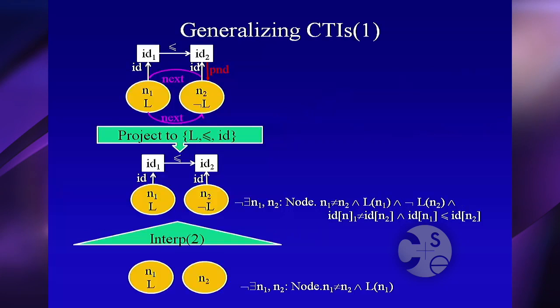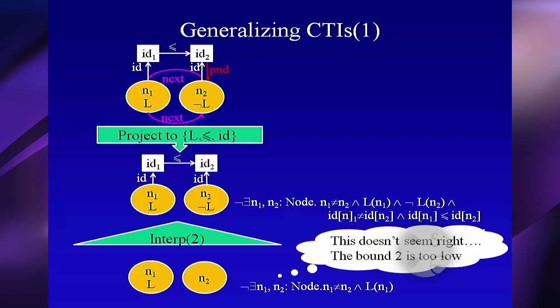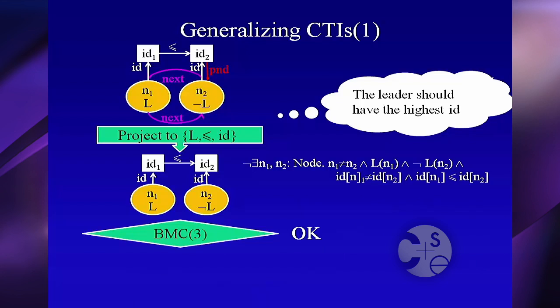Interestingly, we can also do interpolation and try to generalize it. And you see here it did something terrible. What happened? The SAT solver did something terrible. This doesn't seem right. How can this happen? It's just because, in order to have an interesting bug, you need three nodes. Otherwise, you see what the SAT solver told you: there cannot be two nodes in which one of them is the leader. That's nonsense. So we need to actually go to a higher K.